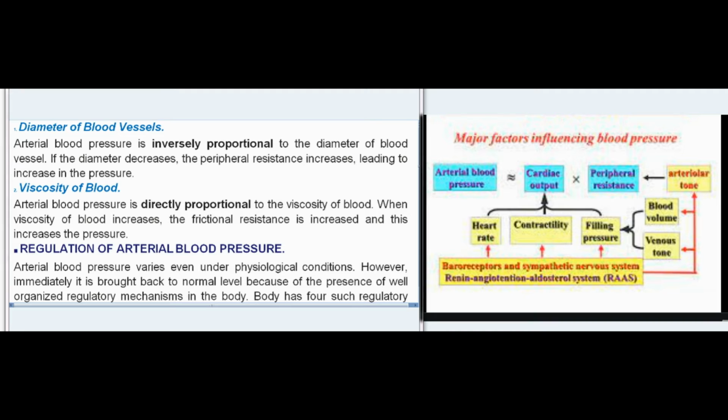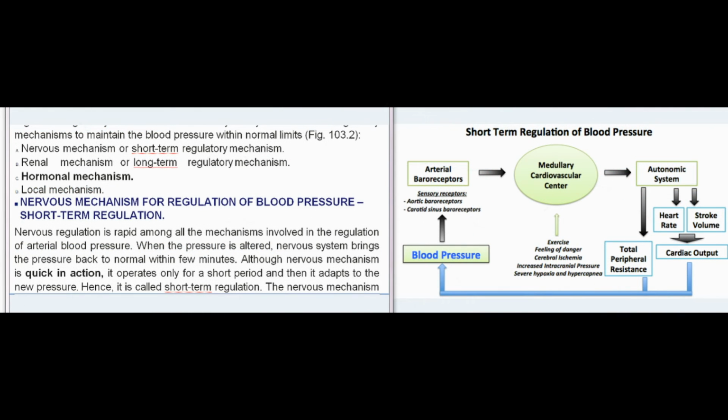Regulation of arterial blood pressure. Arterial blood pressure varies even under physiological conditions. However, immediately it is brought back to normal level because of the presence of well-organized regulatory mechanisms in the body. Body has 4 such regulatory mechanisms to maintain the blood pressure within normal limits. Fig. 103.2. Nervous mechanism or short-term regulatory mechanism. Renal mechanism or long-term regulatory mechanism. Hormonal mechanism. Local mechanism.